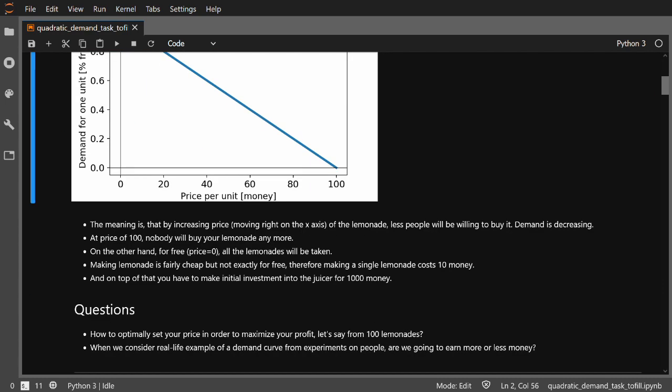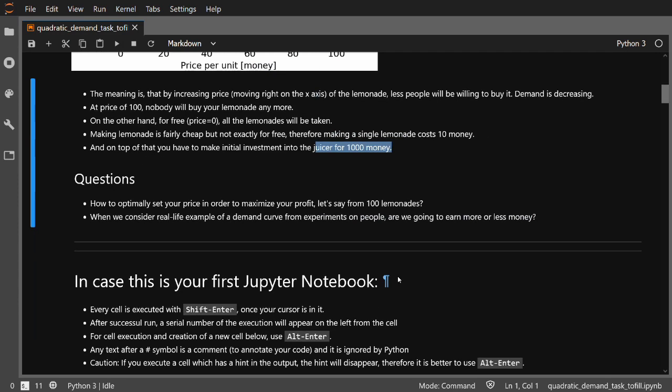Producing lemonade is cheap, but it's not for free, so making a single lemonade will cost us 10 money. On top of that, we need to make an initial investment to buy a juicer for 1000 money. First question is, how do you optimally set your price in order to maximize your profit, let's say from 100 lemonades? In the second part of the exercise, we are going to consider a real-life example of a demand curve from experiments on people. And the question is, are we going to earn more or less money if we apply it to our lemonades?